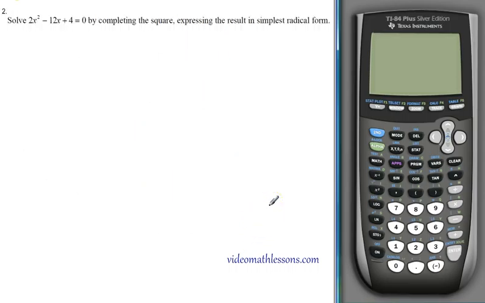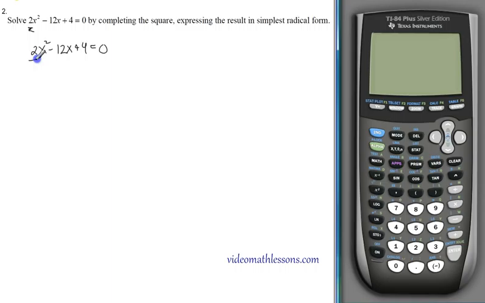Now this one says flat out you must complete the square, and actually on Algebra 2 Regents certain questions will tell you explicitly to complete the square. Now the only issue is I can't complete the square with a lead coefficient. So whatever this lead coefficient is, you will divide through by it. So let me rewrite this as 2x squared minus 12x plus 4 equals 0.